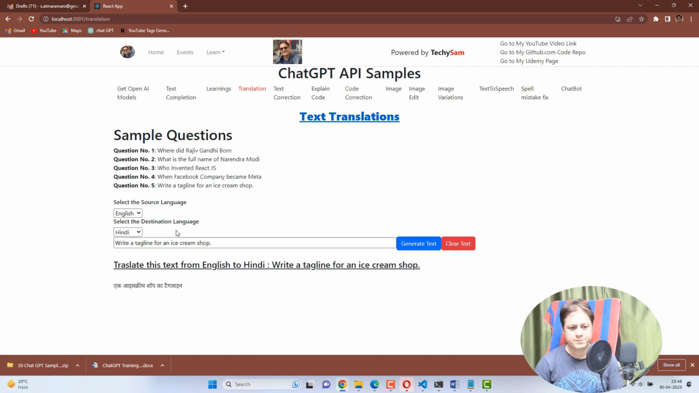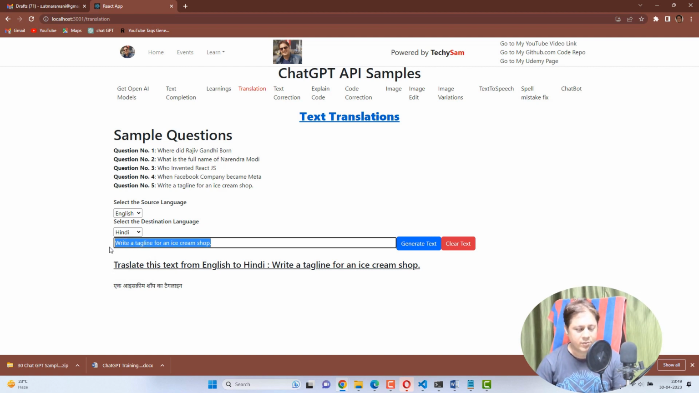You see, so what I did here, it has clearly and very nicely given me the Hindi translation of this English text. So I have selected source language as English. I have selected destination language as Hindi. That means I want this bot to translate my prompt, whatever prompt I am sending here, write a tagline for an ice cream shop, to Hindi language. So it has very beautifully done this.